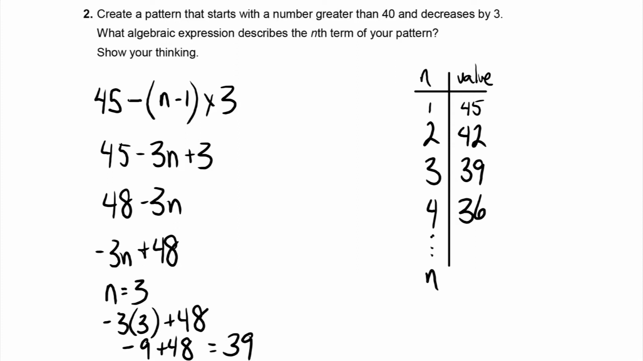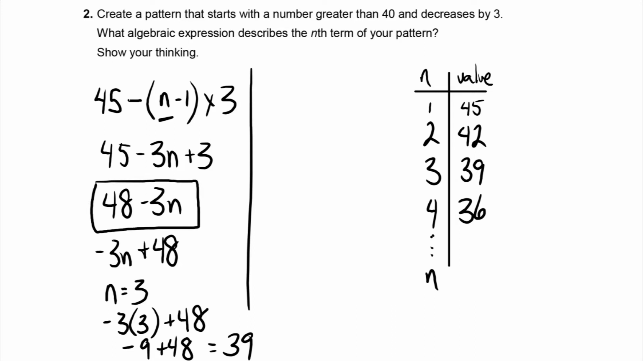So we can see that our approach of using the n minus 1 and multiplying it by 3 gives us the value that we need. So the algebraic expression for describing the nth term is 48 minus 3n, or negative 3n plus 48.